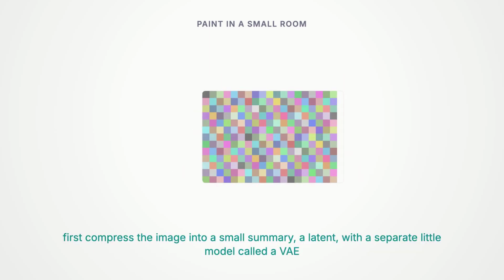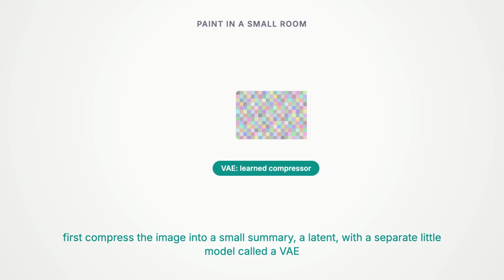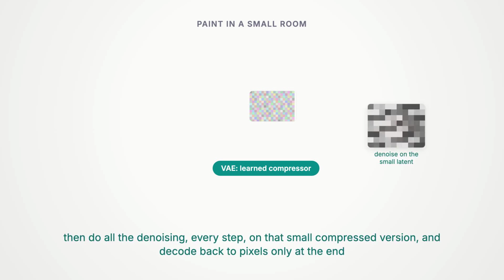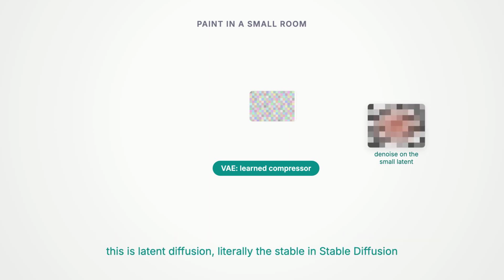First, compress the image into a small summary, a latent, using a separate little model called a variational autoencoder, a VAE. Think of the VAE as a compressor that has learned which details actually matter. Then do all the denoising, every single step, on that small compressed version. And only at the very end decode the finished latent back up to full pixels once. This is latent diffusion. It is, literally, the stable and stable diffusion.